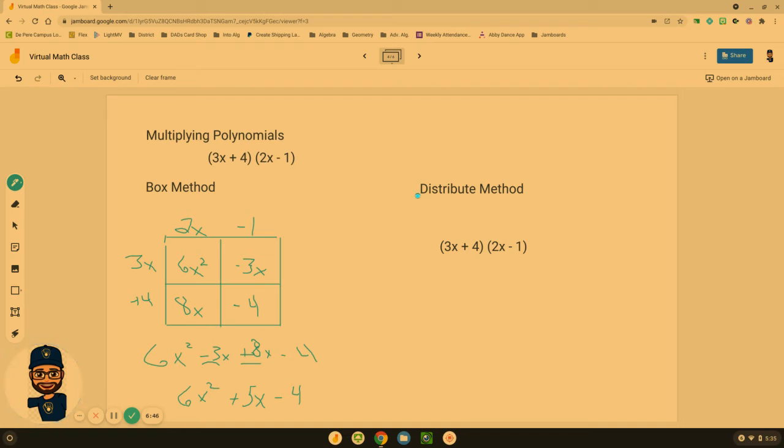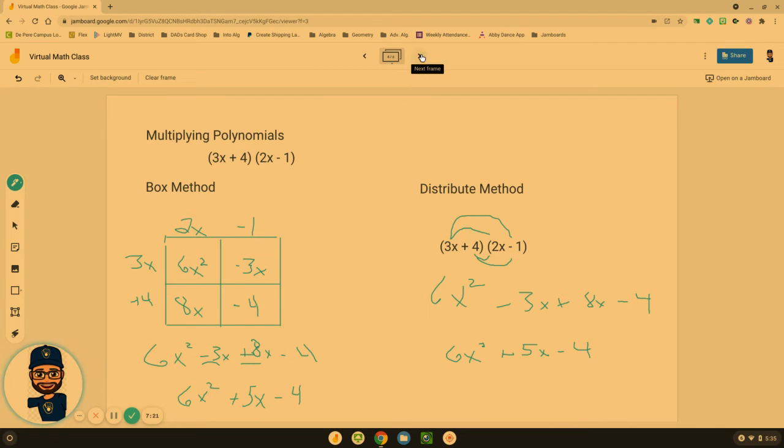Now, if you did the distribute method, you would get the exact same answer. 3x times this 2x is how we got the 6x squared. 3x times the negative 1 is negative 3x. 4 times 2x is 8x. 4 times negative 1 is negative 4. Combine those like terms in the middle, plus 5x minus 4. So either way, as long as you're doing the right steps, it will get you the correct result.